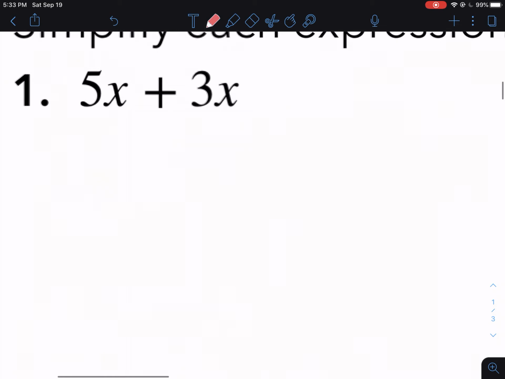So look at my very first one. We have 5x plus 3x. And you'll notice that they have something in common. They both have an x in common. We call these guys like terms.